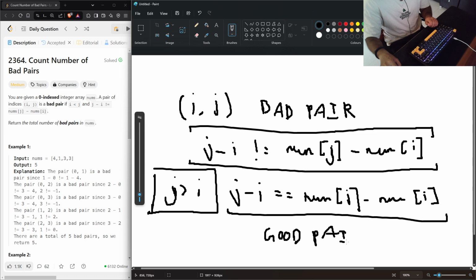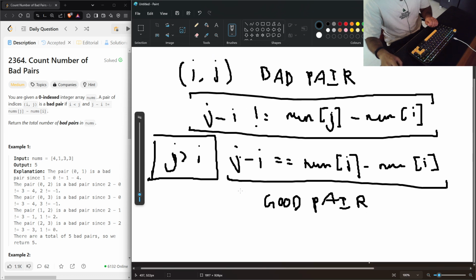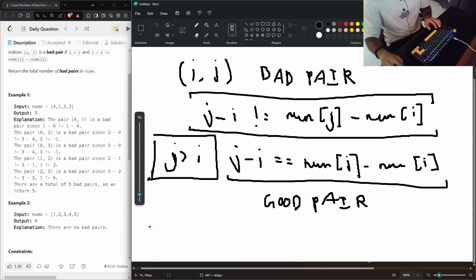So if I tell you to imagine an example of a good pair, an example could look something like this. Let's take the second example, because the second example has all good pairs, which is why we have 0 bad pairs. The array is 1, 2, 3, 4, 5, and let me write the indexes as well: 0, 1, 2, 3, 4.